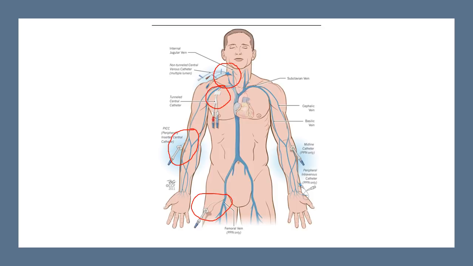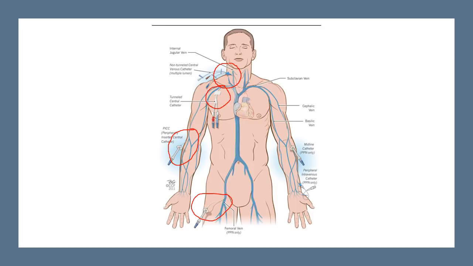A femoral site is inherently more at risk for infection just due to close proximity to urine and feces. So it's a site that you don't want to use too often, but can be used in emergent situations because you don't actually need an x-ray right away to start using it. So these are all different places where a catheter could be started in a patient.